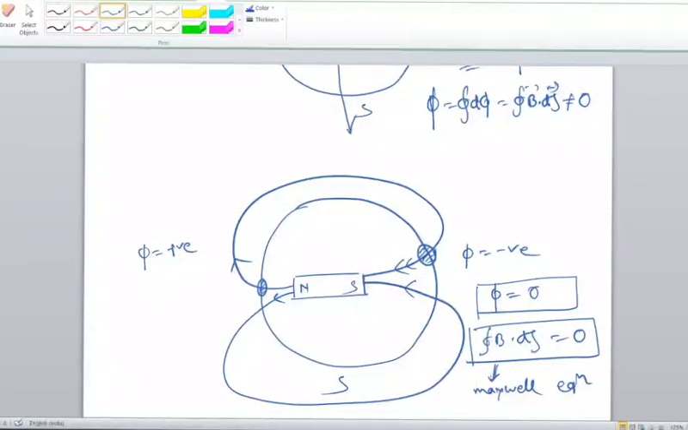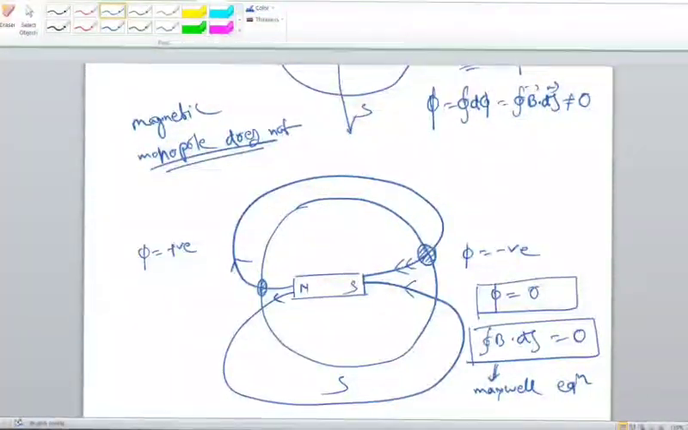So from here we can say that a magnetic monopole doesn't exist. Whenever there is a magnet, if there is a north pole, then there will be a south pole also. If we see a south pole, then there will be a north pole also. So north pole and south pole will always be together. So this is it.